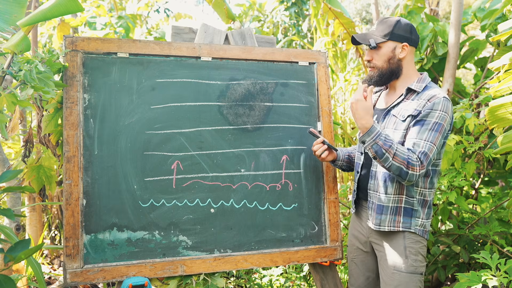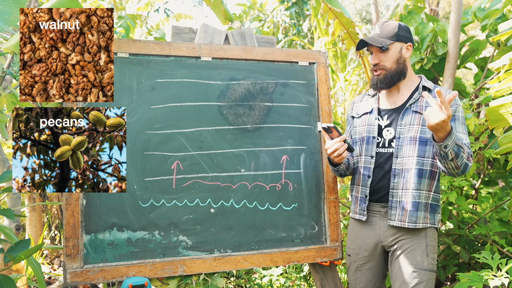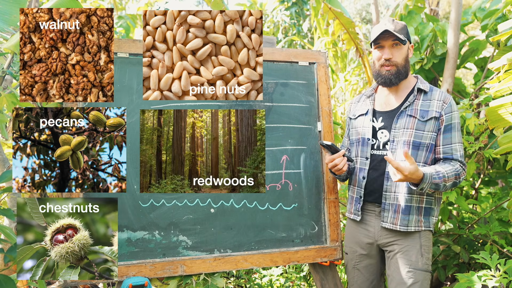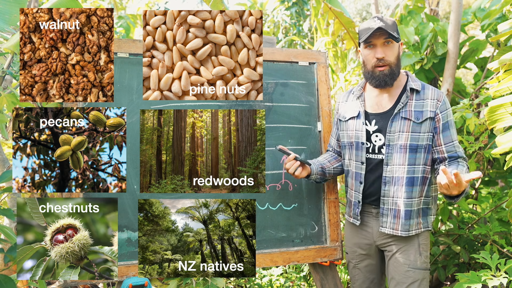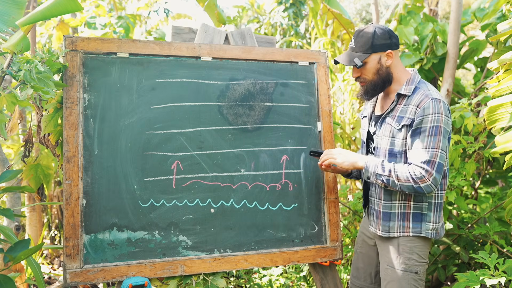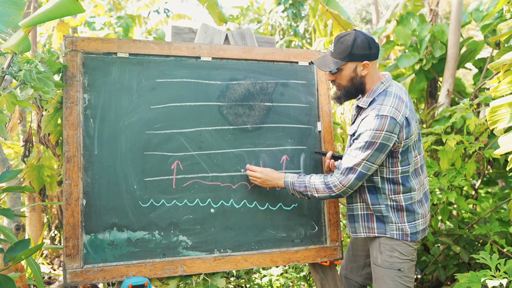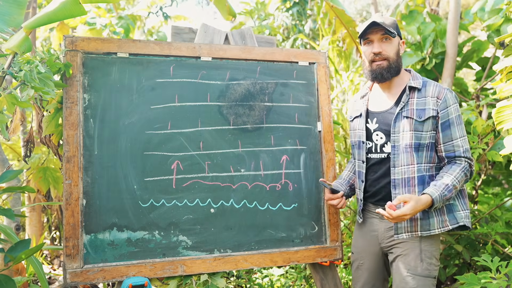It's been phenomenal. Some of the longer term stuff that I was wanting to incorporate, things like walnuts, pecans, chestnuts, pine nuts, timber species like redwoods and other natives, they've also been included. They're doing phenomenally well. And so that's where the design initially out of the PDC was correct. And so the idea was to incorporate all of those into the existing planting.